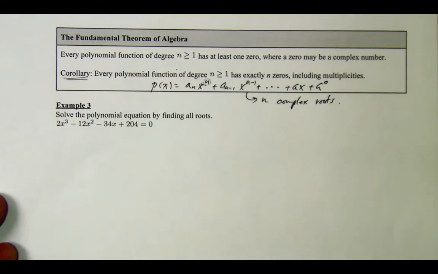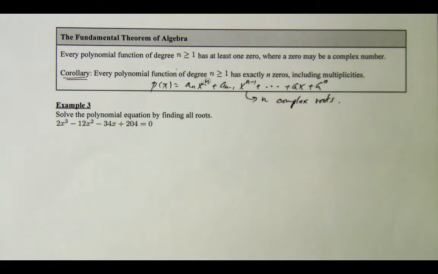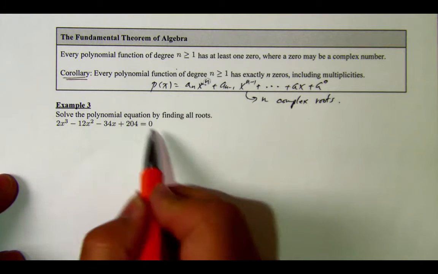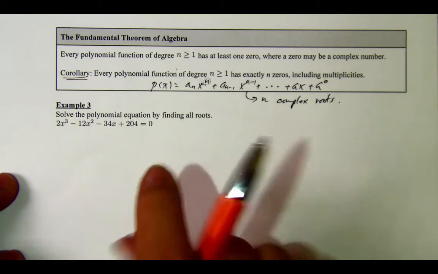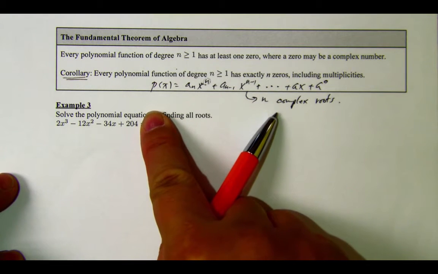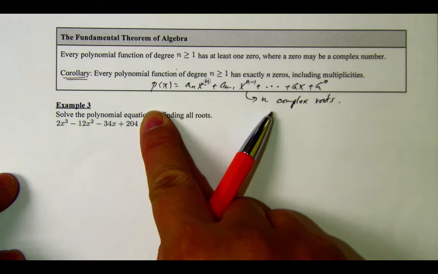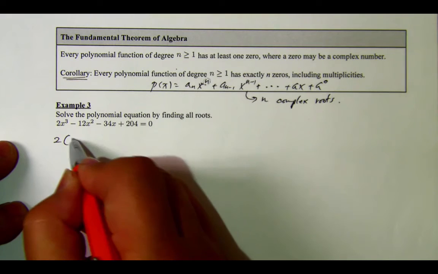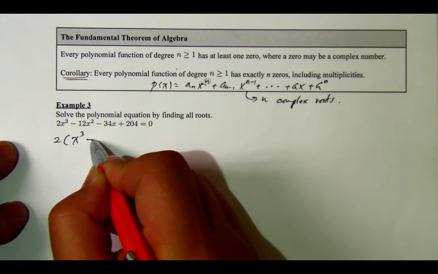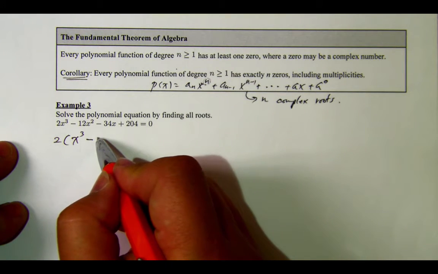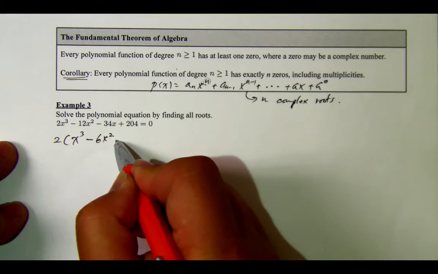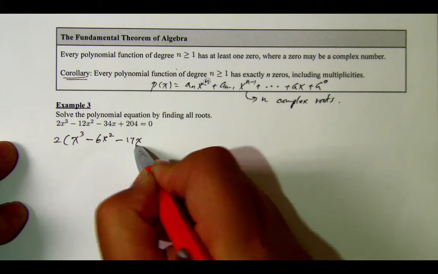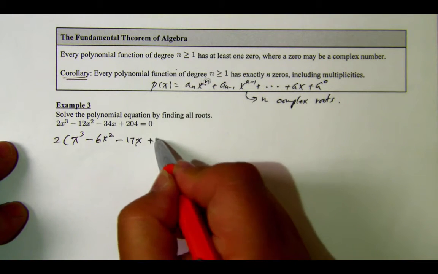Okay? Alright guys, so let's do example 3, shall we? The first thing we do is we need to simplify the left hand side as much as possible. If it was just a simple factoring question like this, we will do GCF, right? So that will give you 2 times x to the third minus 6x squared minus 17x plus 20.